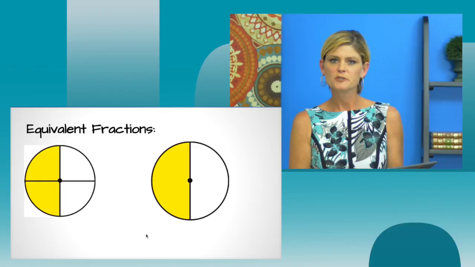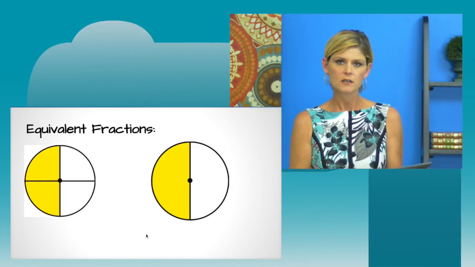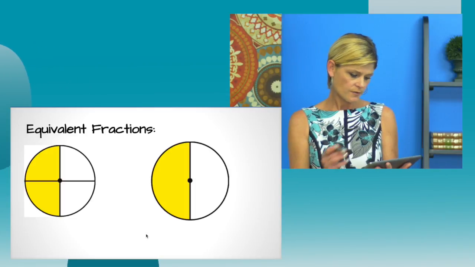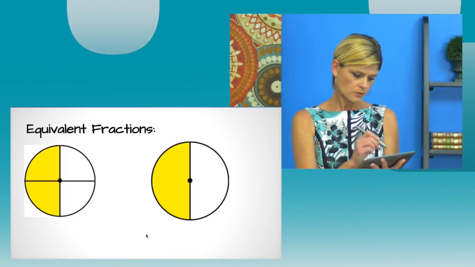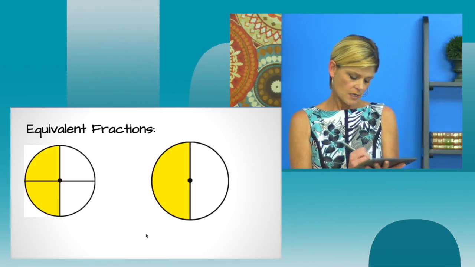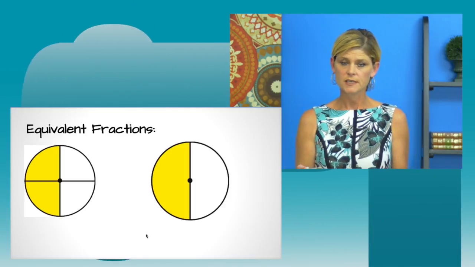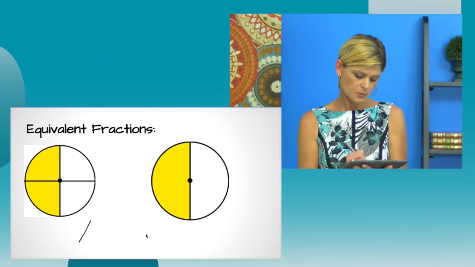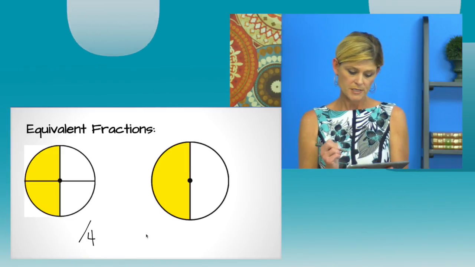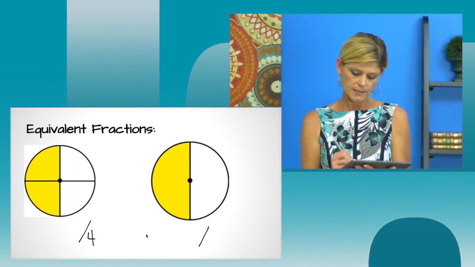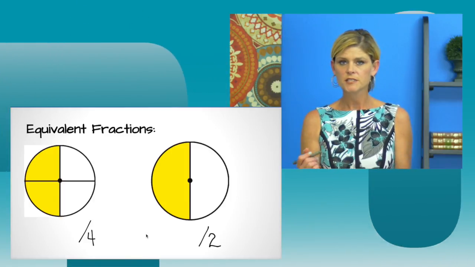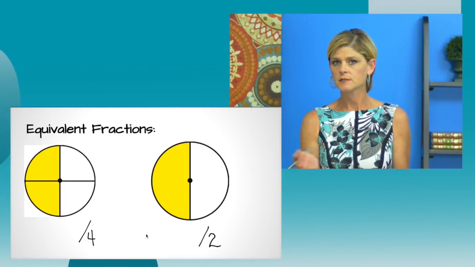I really like these two graphics. It's important that we talk about equivalent fractions and what that means. If you think of these two pictures as pies, let's pretend for a second that you've got two separate pies here. This pie is cut into how many pieces? 4 pieces. And this pie is cut into how many pieces? 2 pieces.